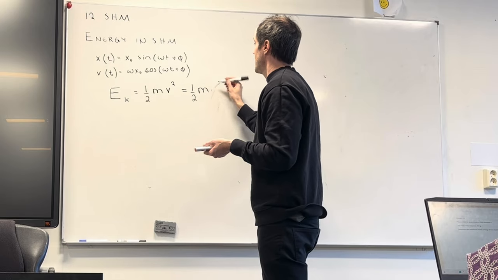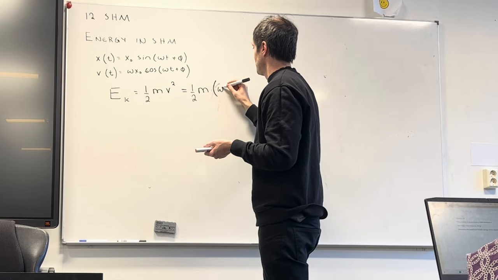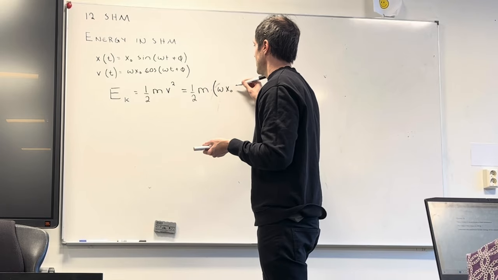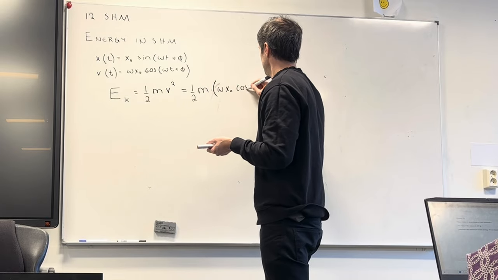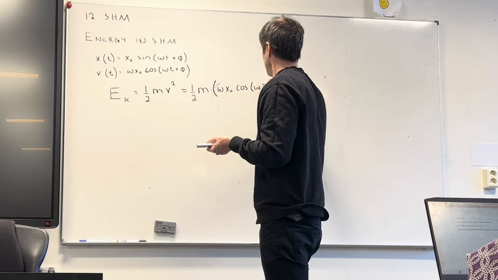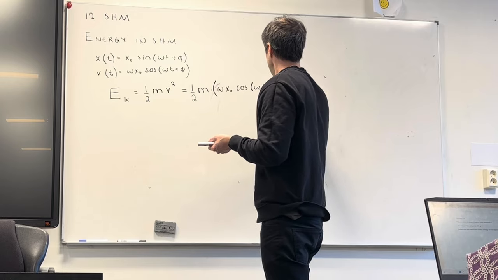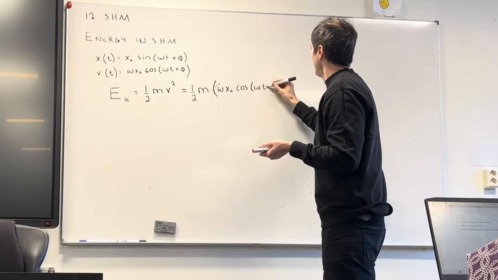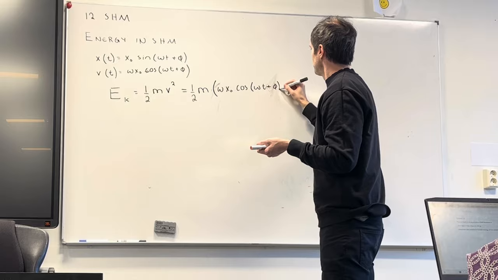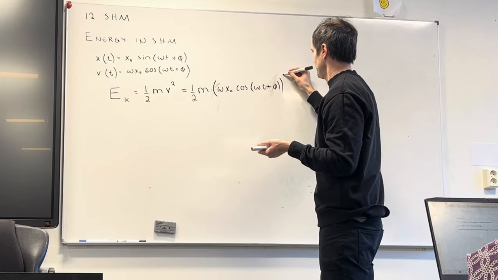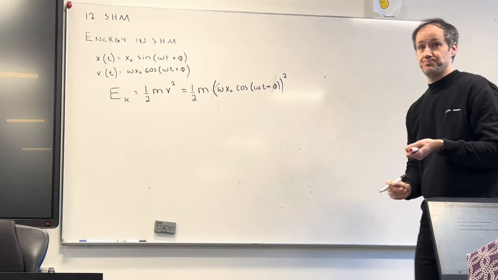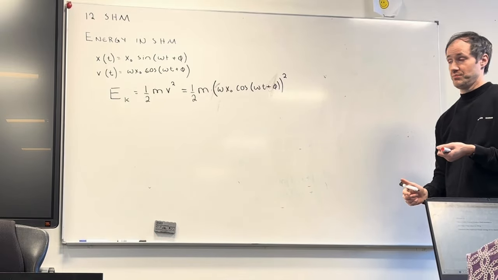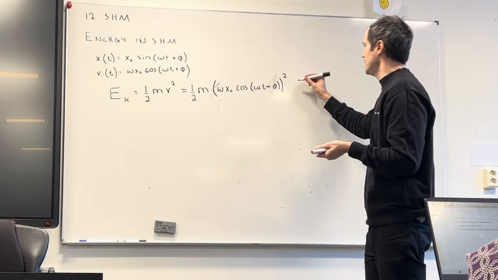Then I just have to take this function here. Oh, that was badly written. Omega t, and square that. So I can clean this up.